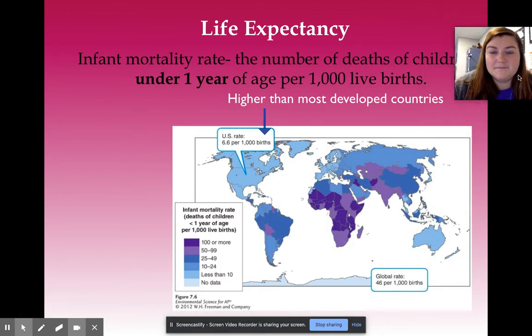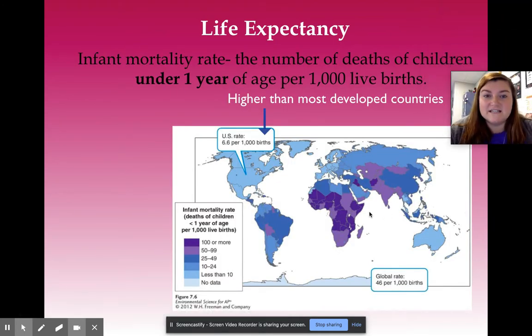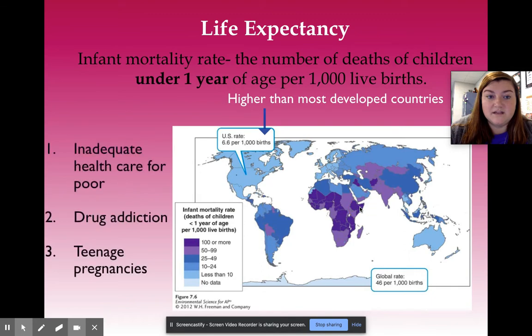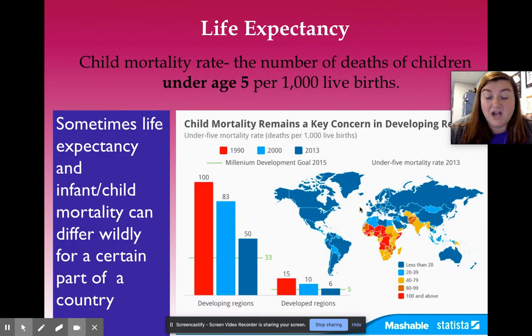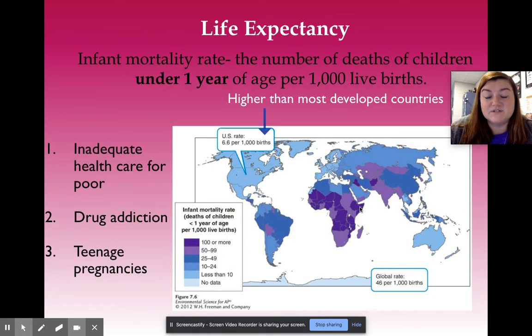Tied into life expectancy is also the infant mortality rate. This is just the number of deaths of children under 1 year of age per 1,000 live births. This is not to be confused with the child mortality rate, which we're going to talk about next. It's important to know the difference between the two. Infant mortality rate is specifically under 1 year of age because they're an infant, which makes sense.